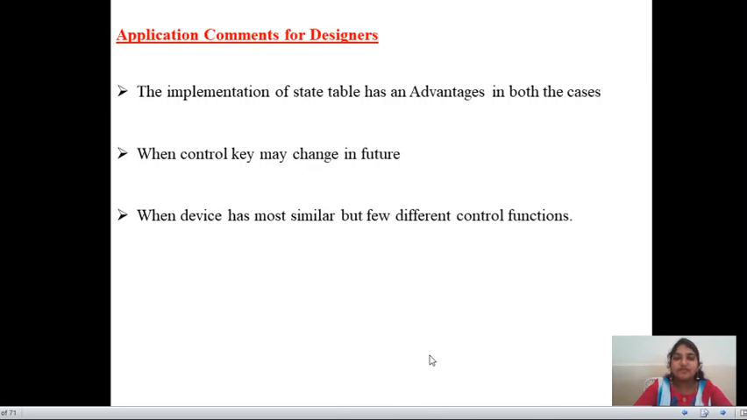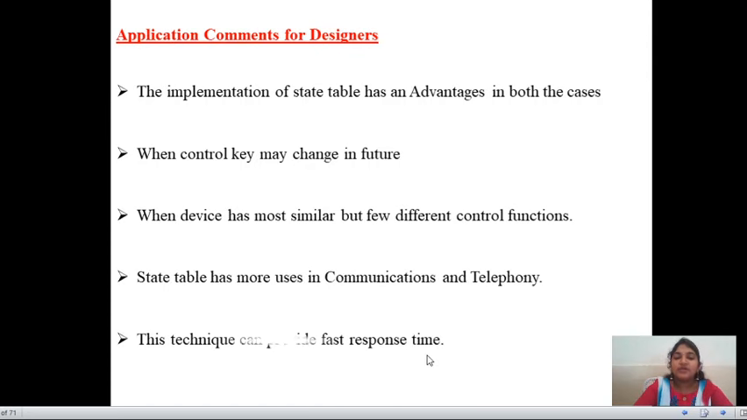When a device has mostly similar but a few different control functions, the state table has more uses in communication and telephony. For example, a telephone call: taking a phone and dialing a call is one state, ringing that call is another state, and picking up the receiver is another state. All can be defined. A designer should keep this in mind when making application comments. This technique can provide fast response time.